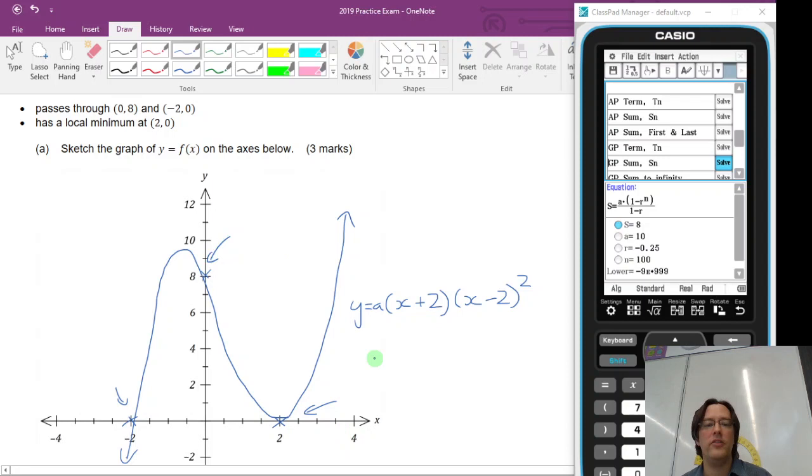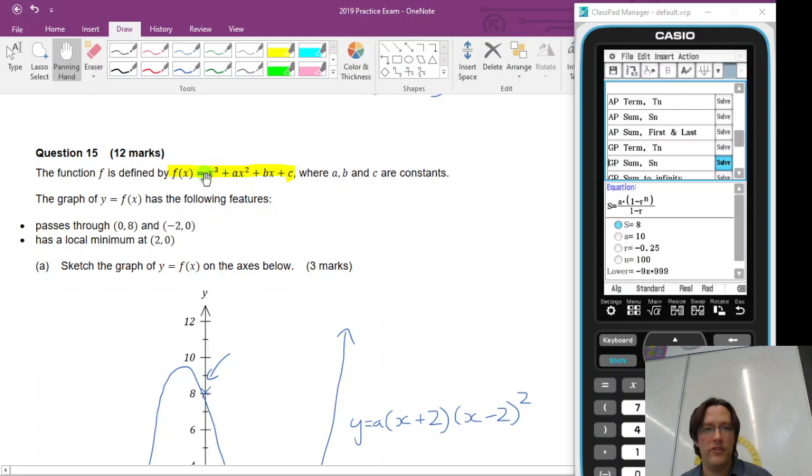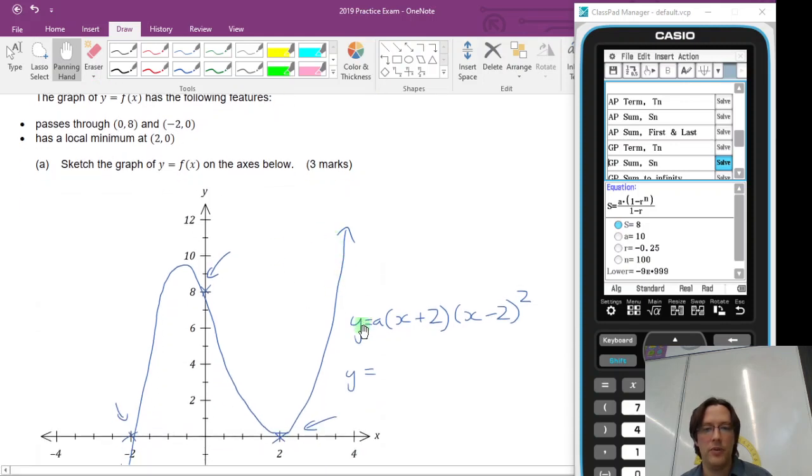Fortunately, we've got this to work it out. So y is going to be a times 2. Actually, no, we do know what that a is going to be. A is going to be 1. And we know that a is going to be 1 because there is no coefficient there. But we could have worked it out as well because 2 times negative 2 times negative 2 is positive 8, which is already our y-intercept there.